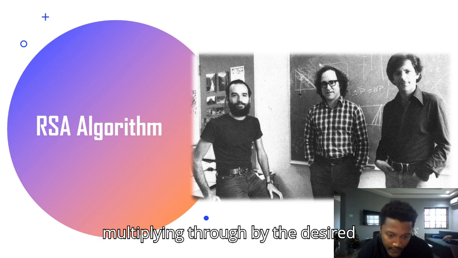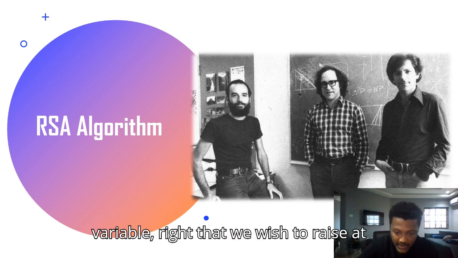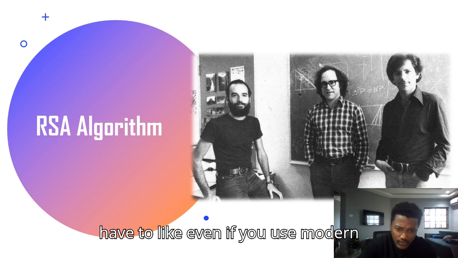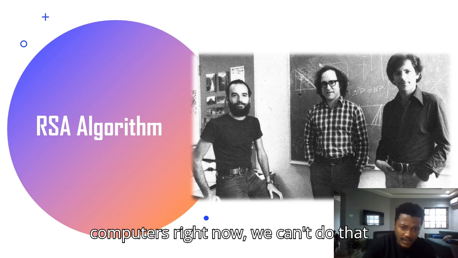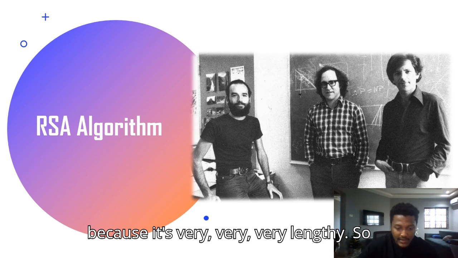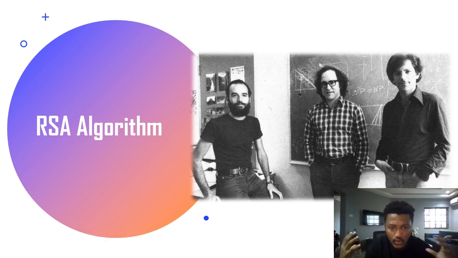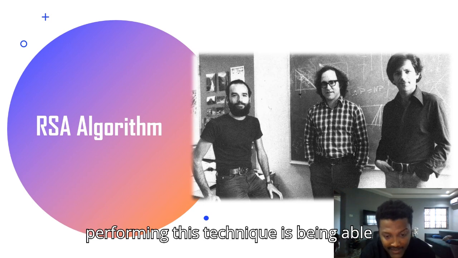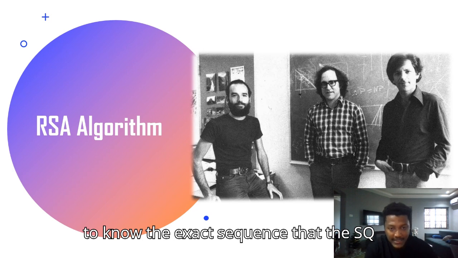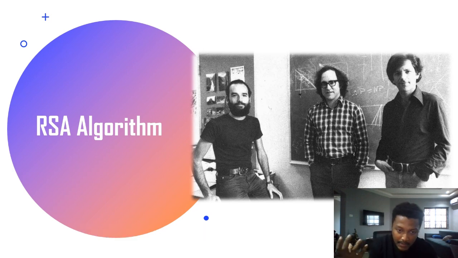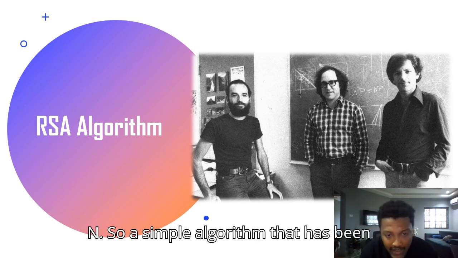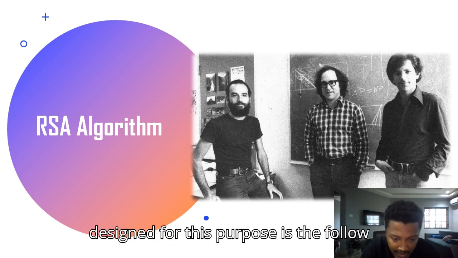Compared to the traditional way of just multiplying by the desired variable that we wish to raise to a certain exponent, we don't do that because it's very lengthy. Even with modern computers, you can't do that. So what we want is a method to reduce the computation. The problem when performing this technique is knowing the exact sequence in which the squaring and the multiplying have to take place to get the desired output x to the power n. A simple algorithm has been designed for this purpose.